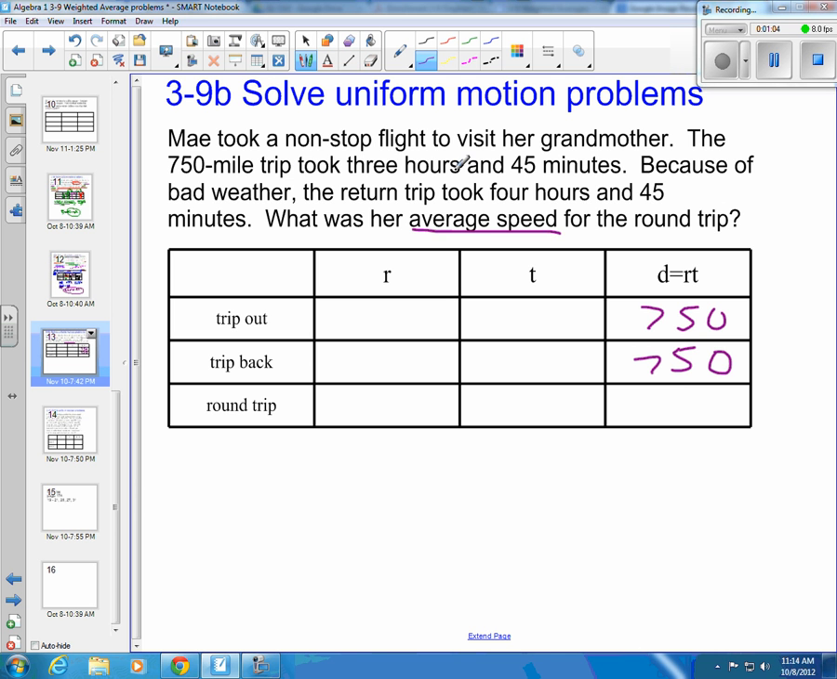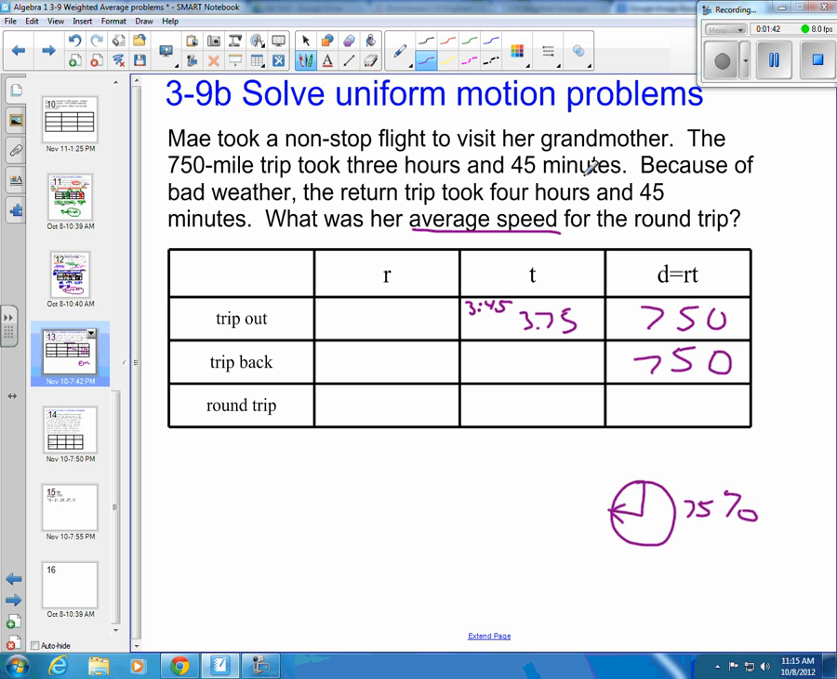The trip took 3 hours and 45 minutes on the way out, right? The 750-mile trip took, because of bad weather on the return trip, yep, 3 hours and 45 minutes. But because we don't like making time with a colon in there, we like it as a decimal. We know that 45 minutes, if I draw a clock, right? 45 minutes would be when the arrow's pointing there. That is 75% of the way. So this is the same thing as 3.75, right?